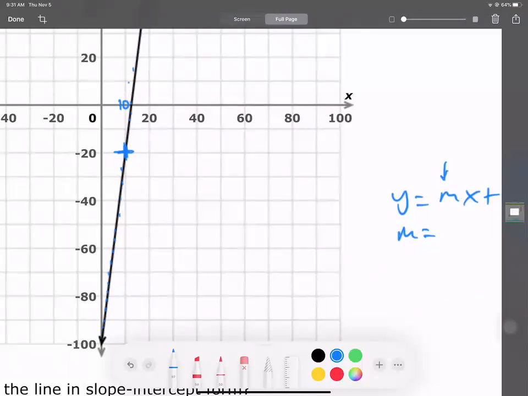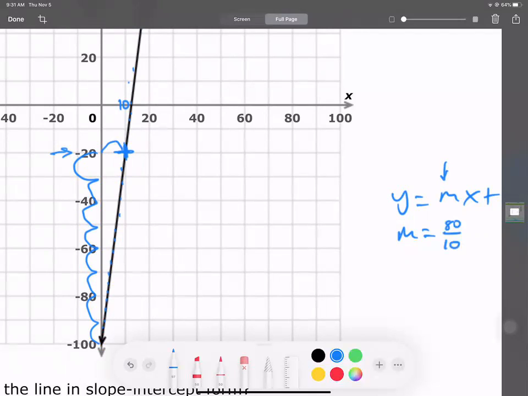So what's the rise from negative 100 to 20? See how that's 20? So you can count 10, 20, 30, 40, 50, 60, 70, 80. You could do that. And then our run is 10. So we're going to write positive 80 over 10.